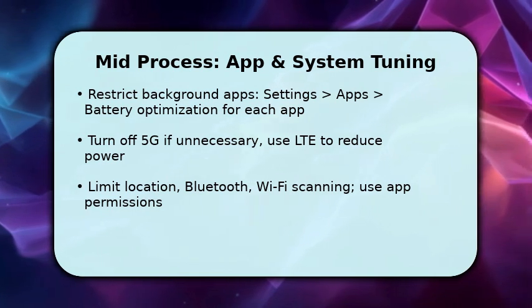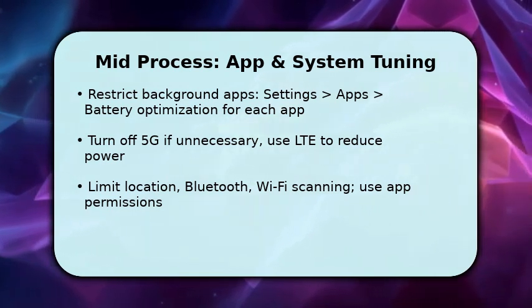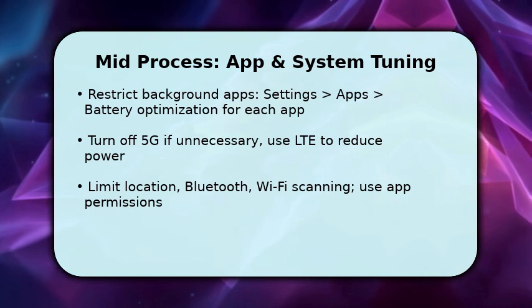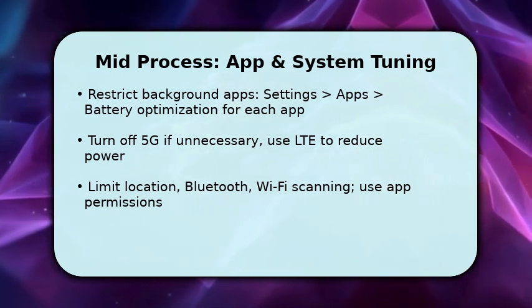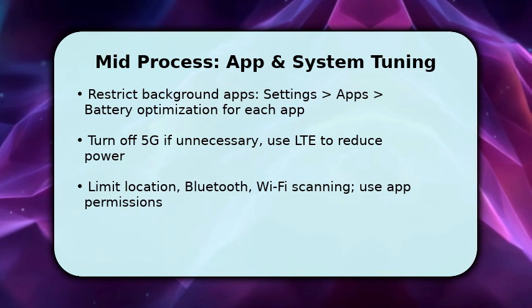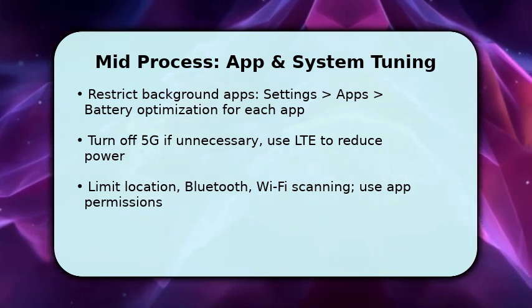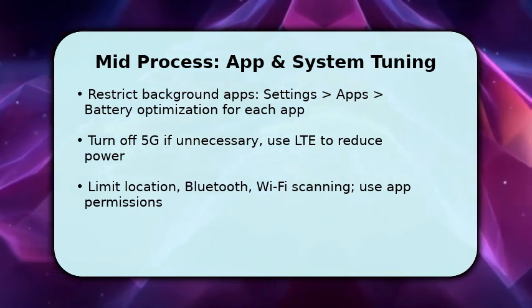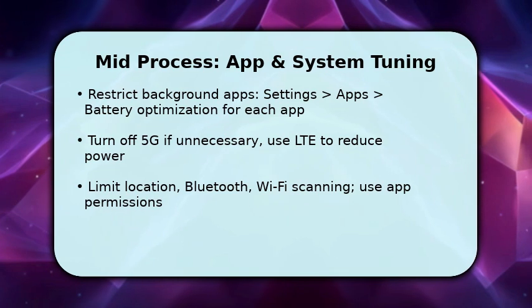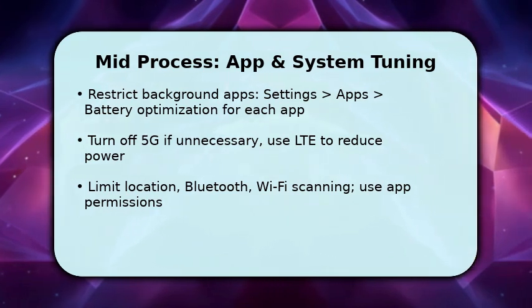Then, switch off 5G or set the network to LTE when peak speed isn't required because 5G uses more power. Also, restrict location and Bluetooth scanning and revoke permissions for apps that rarely need them. This reduces wake-ups and GPS use, which saves sizable battery over a day.